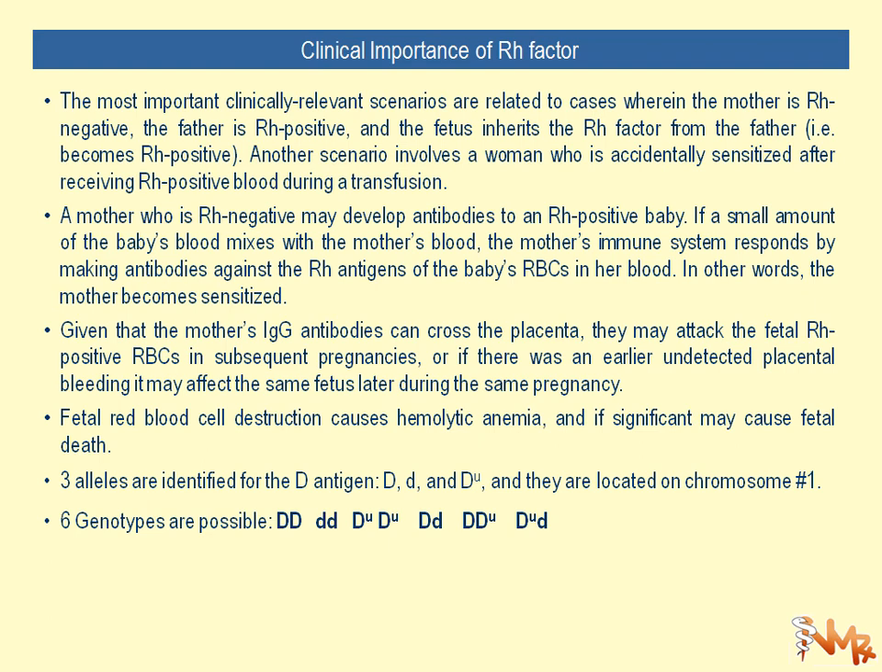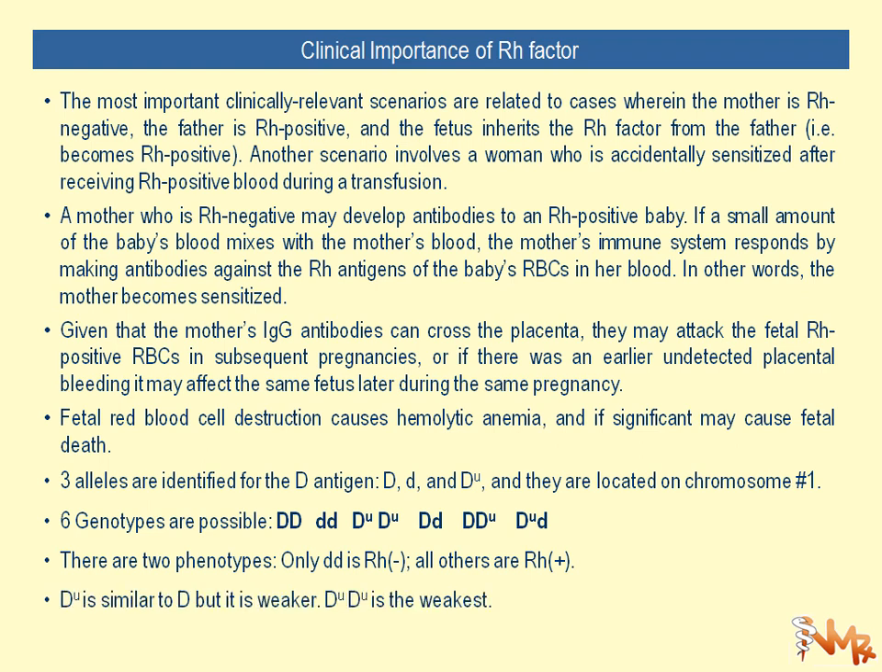However, even though we have 6 different genotypes, we have only 2 phenotypes. These 2 are homozygous small d, which is known as Rh negative, and all others are known as Rh positive. I want you to know that capital D with U superscript is similar to D but is weaker. And I want you to know that homozygous DUs are by far the weakest.